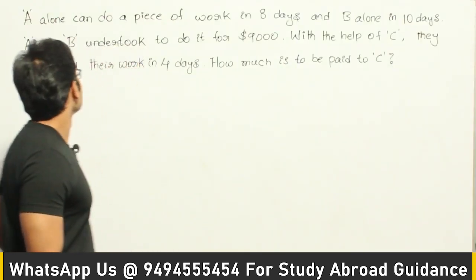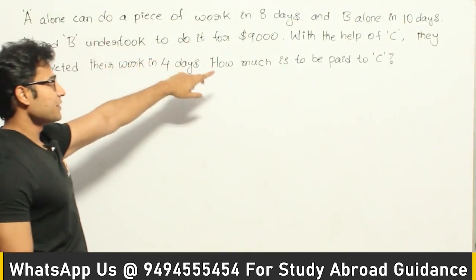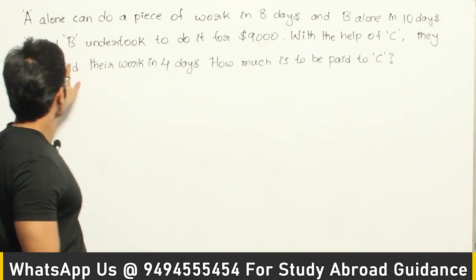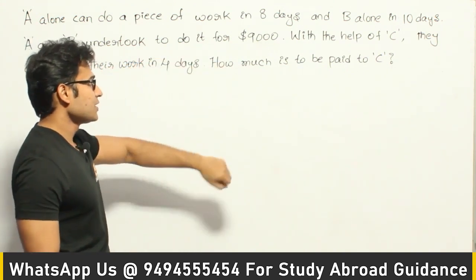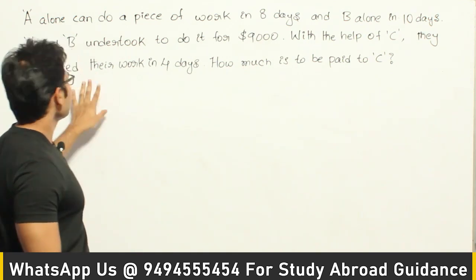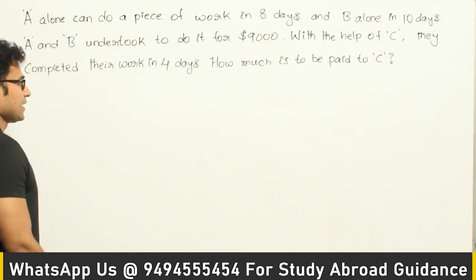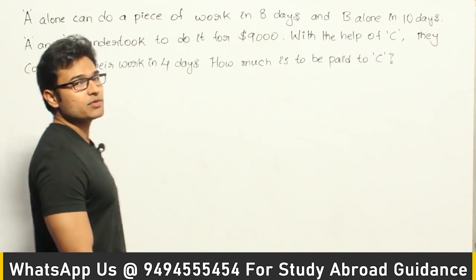Let's see this question. A alone can do a piece of work in 8 days and B alone in 10 days. A and B undertook to do it for $9,000. With the help of C, they completed their work in 4 days. Then how much is to be paid to C?